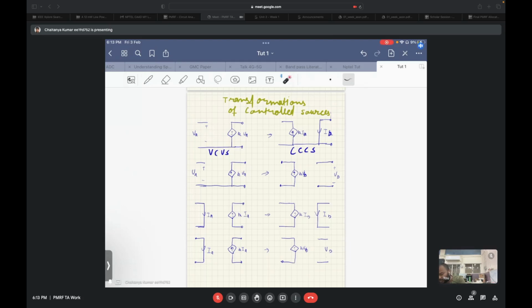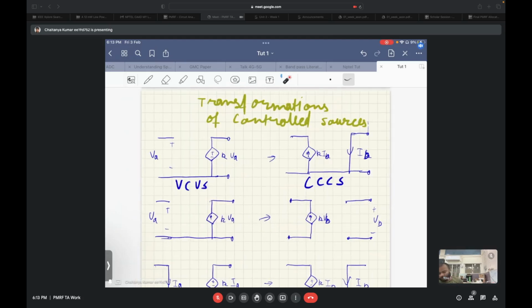We can see in the actual network, we have an open circuit on node A and a short circuit on node B, a short circuit because the impedance of a voltage source is zero. A similar thing we have in the transformed network. We have an open circuit because this is a current source, open circuit on node A, and a short circuit on node B. And how do we decide the sign of the network that is coming after the transform?